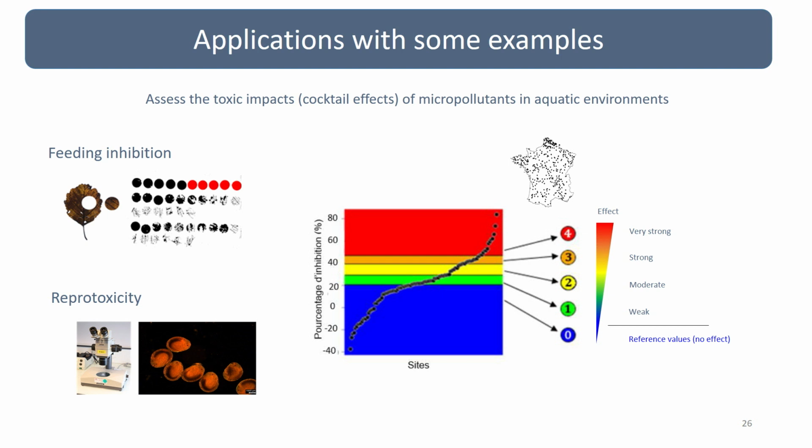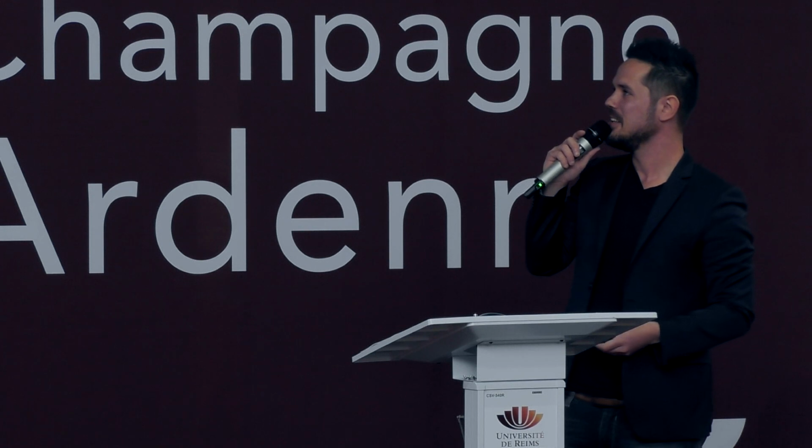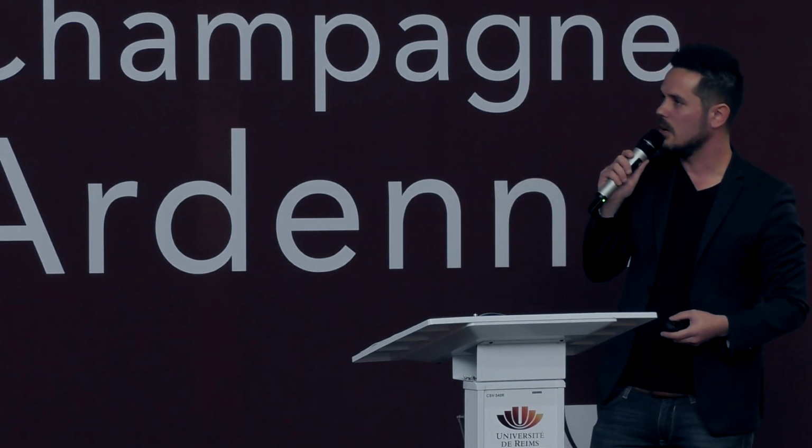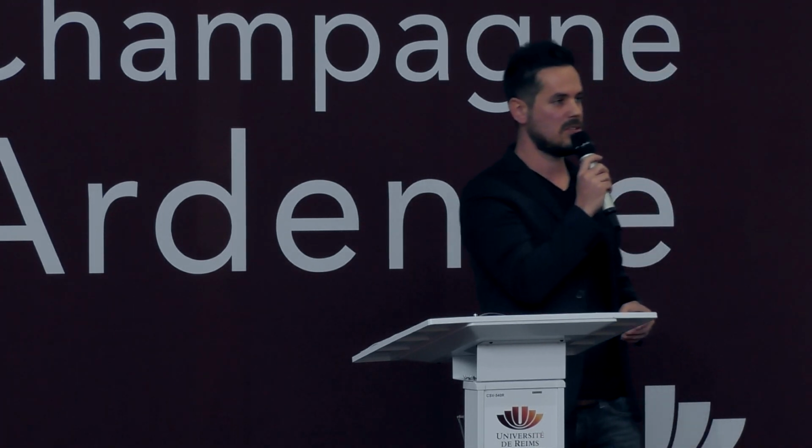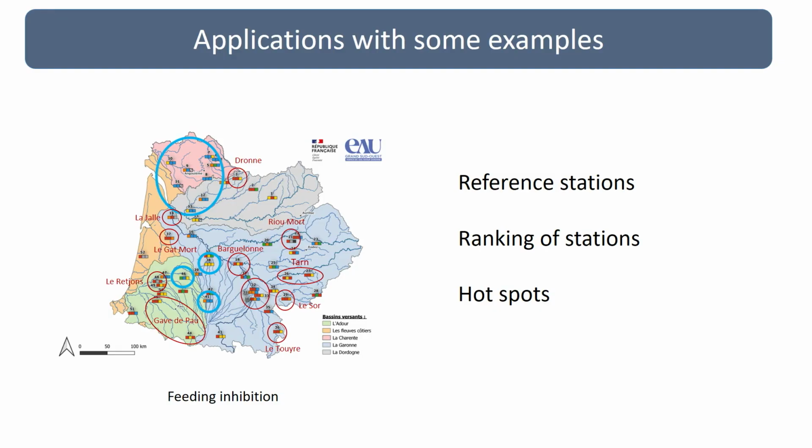And I have some examples. It's an example in the south of France. On this picture, you can see that many campaigns have been realized, and this is the result for feeding inhibition. So you can see that we can define reference stations, and we are able to do a ranking of stations, and especially to identify hotspots.